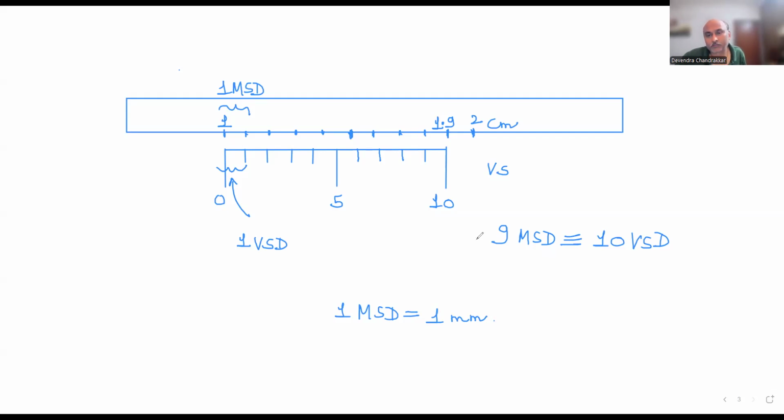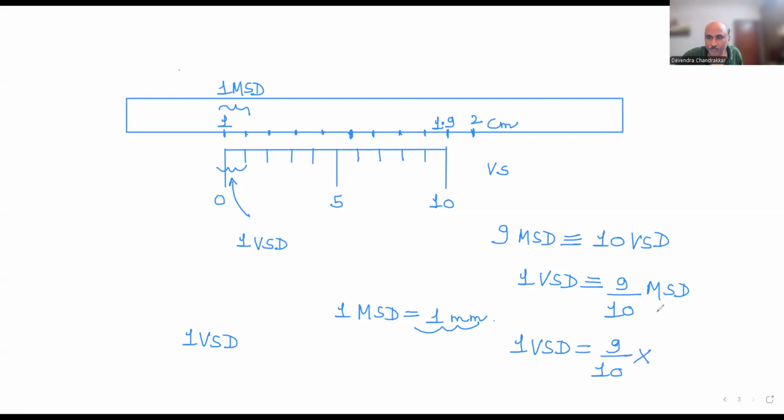Now, our objective is to find the value of one Vernier scale division. How much does it measure in terms of millimeters? So what do we get from here? 10 Vernier scale divisions are equivalent to 9 main scale divisions. So one Vernier scale division is equivalent to 9 upon 10 main scale divisions. Yes or no? Yes, sir. Or one Vernier scale division is equal to 9 upon 10 into reading of one main scale division, which is 1 millimeter. So this is 0.9 millimeter. I hope all of you understood this.